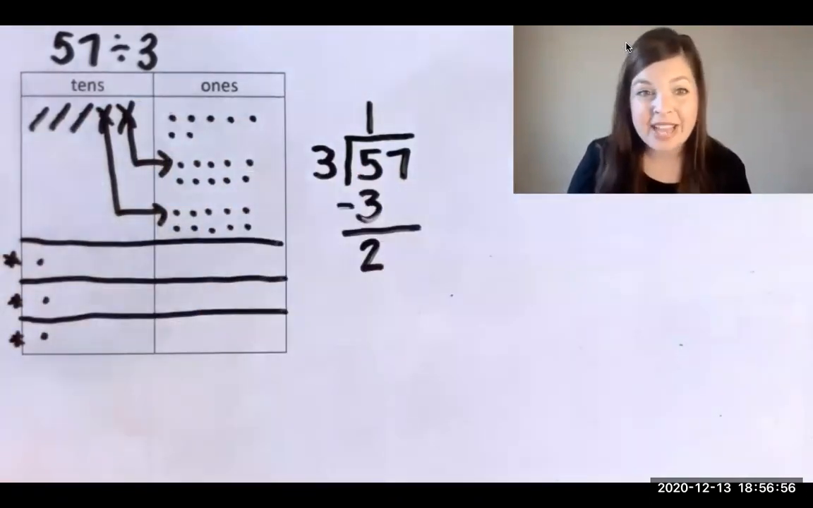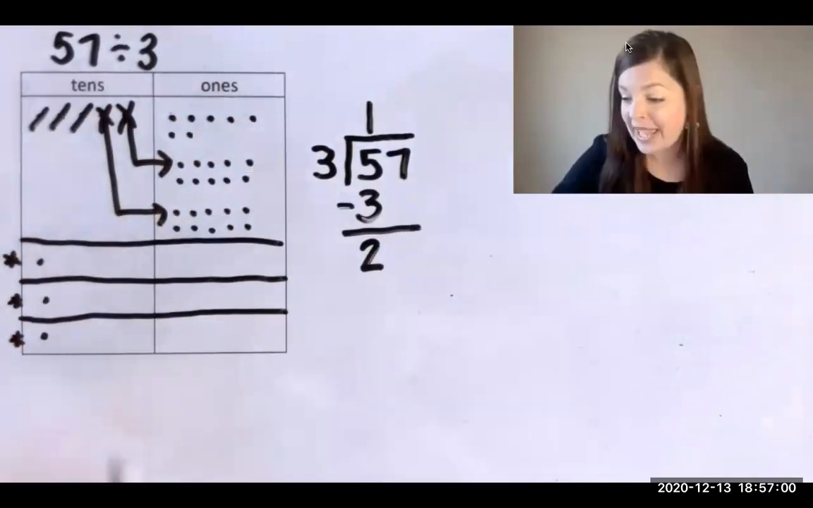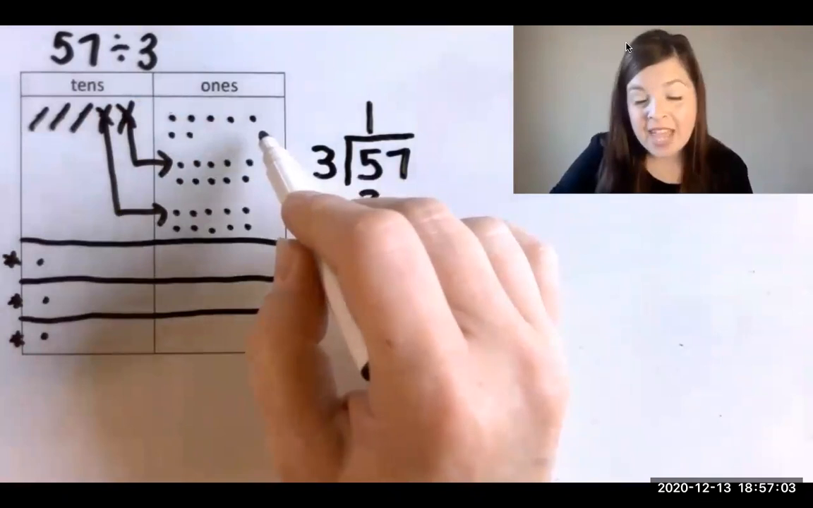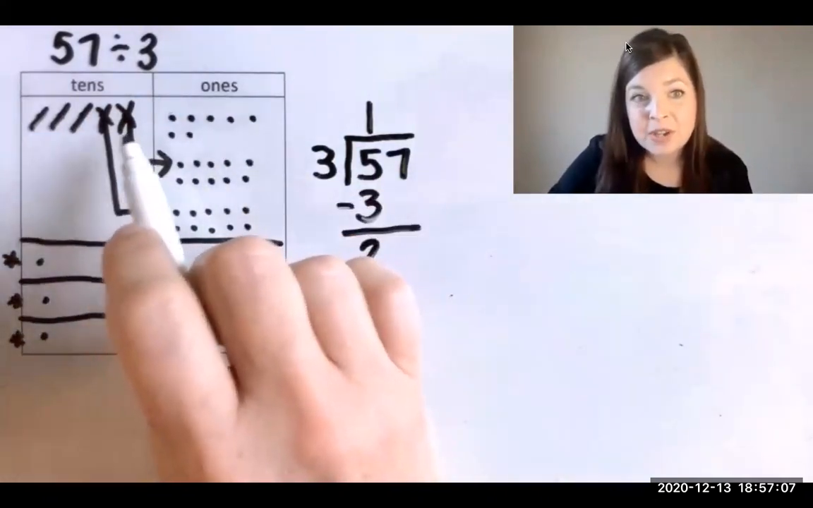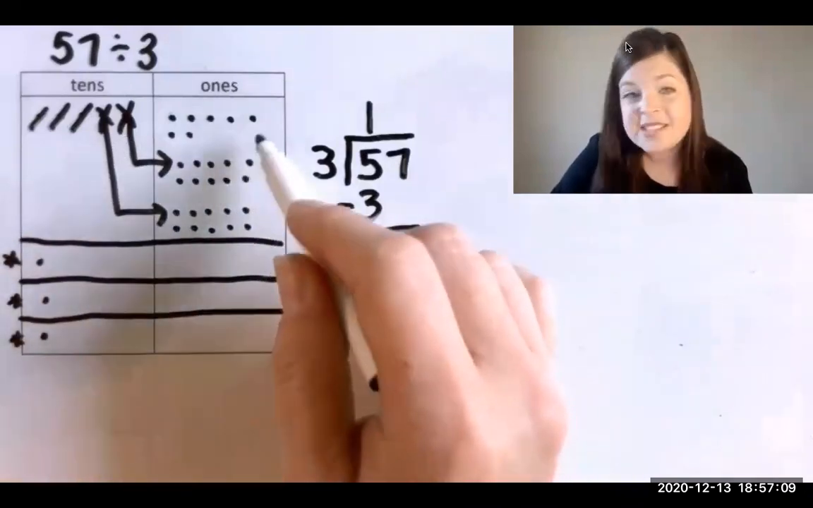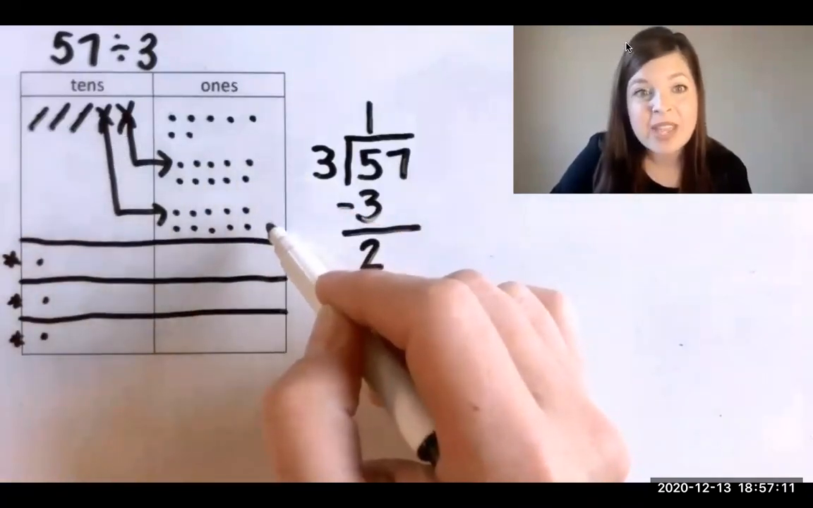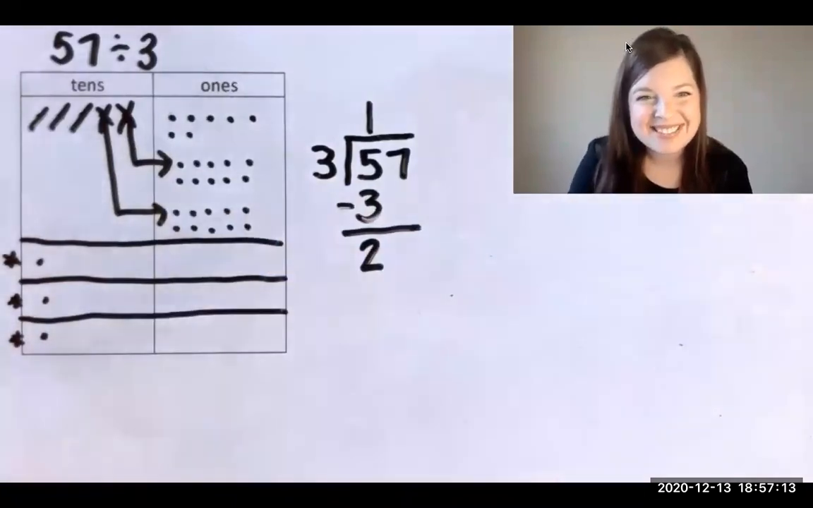Now, how many ones do we have to divide? Well, we had 7 ones already. And when we put that with the 20 ones that we just renamed from the 2 leftover tens, 20 plus 7 makes 27 ones. So we have 27 ones to divide.